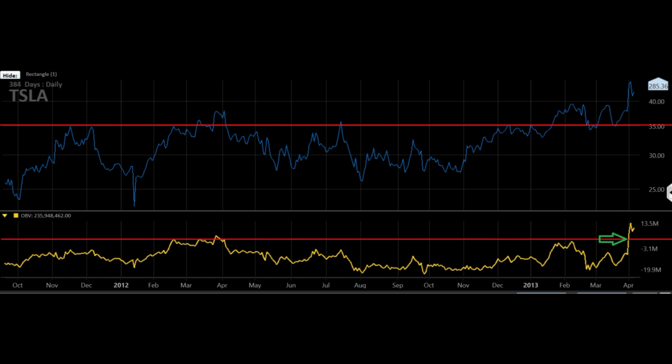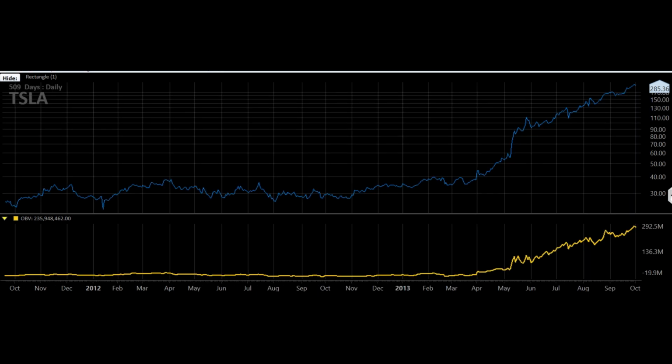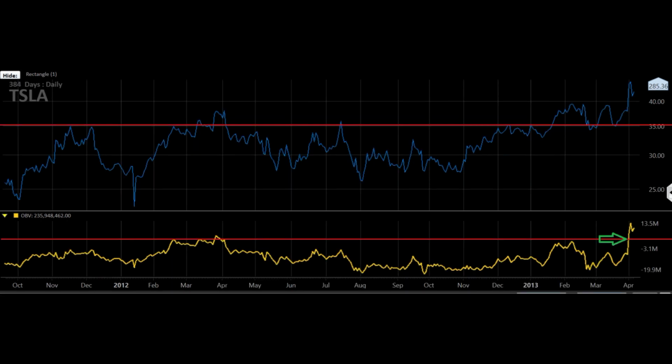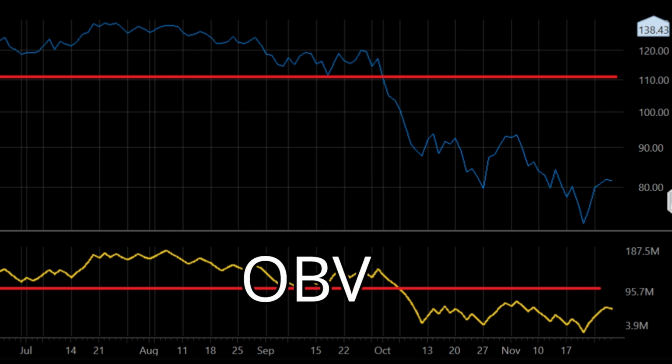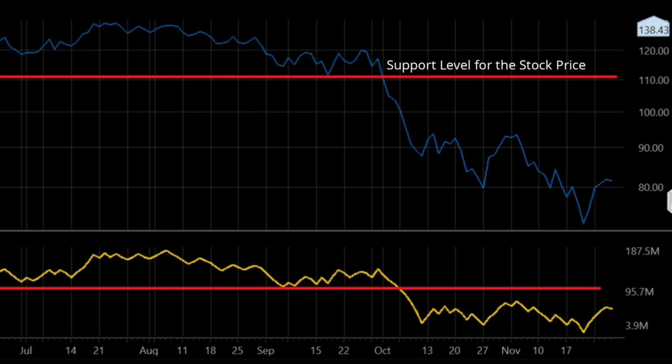Finally, around April 2013, you can see how the OBV broke through its resistance. Look what happened after that. The stock price broke free from its sideways trend to go on a bullish trend. This occurred only after the OBV broke through its resistance in April 2013. Here's another example from another stock, IBM, this time showing the opposite. See what happens after the OBV breaks its support. When that happens, the stock may experience a significant downtrend.